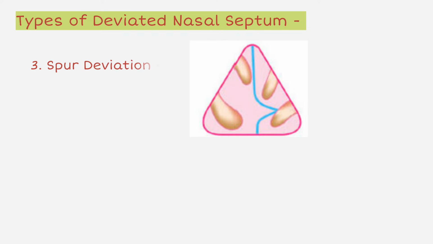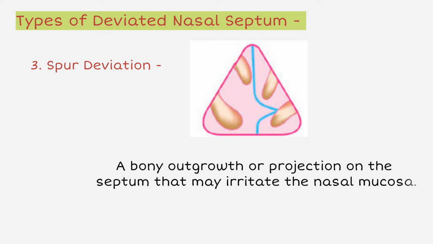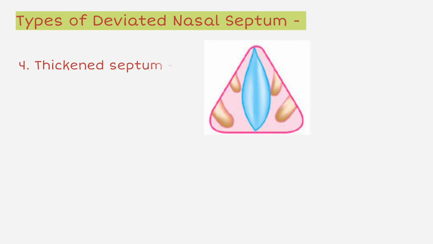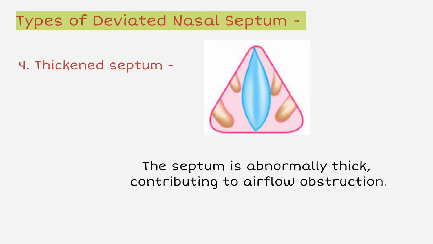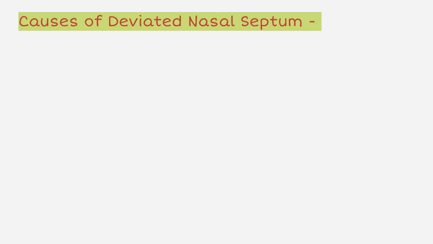3. Spur deviation. A bony outgrowth or projection on the septum that may irritate the nasal mucosa. 4. Thickened septum. The septum is abnormally thick, contributing to airflow obstruction. Causes of deviated nasal septum.